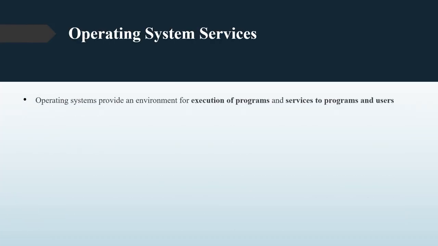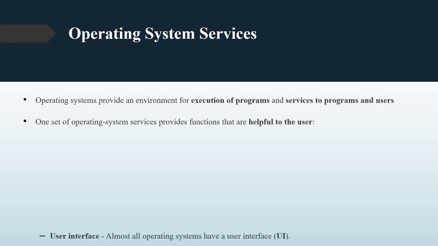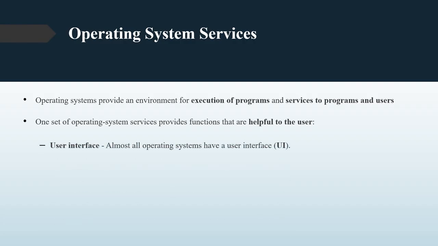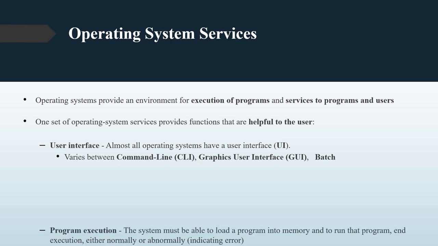The operating system provides the environment for the execution of programs, and services to the programs and users. So how does it help the users, and what are the functions? The first thing is the user interface. Almost all operating systems have a user interface, like a command line interpreter, a GUI, or batch processing. Any one of these kinds of user interfaces is provided by the operating system.